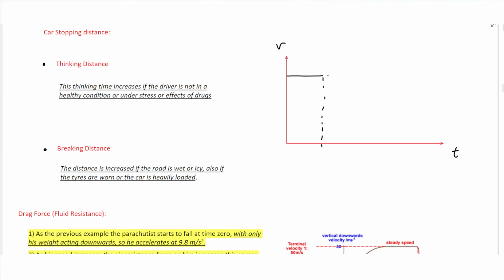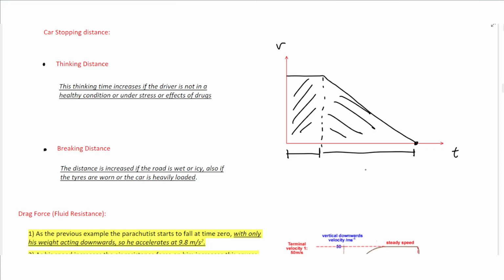Then, once you hit the brakes, the speed of the vehicle decreases. If the braking force is constant, you have a constant deceleration until you stop. And the area under the graph is equal to the distance traveled. So this is the thinking distance or the reaction time distance, and this is the braking distance, and the total is the stopping distance. So what decreases or increases the thinking distance?